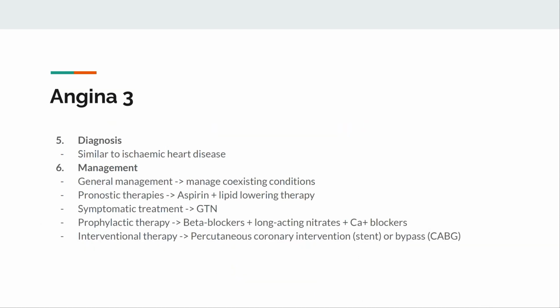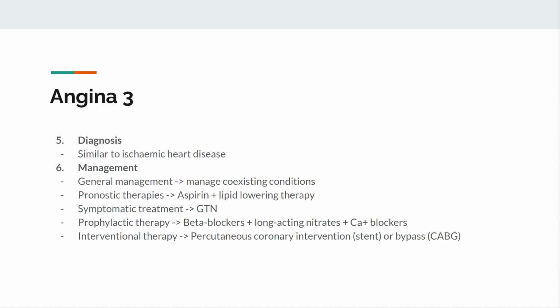So in terms of diagnosis, it's similar to ischemic heart disease. So I'd recommend you look at those slides. We're talking about using ECGs, your cardiac markers, so your TROPs, and all that kind of jazz. So next is your management. Again, a reoccurring theme, very similar to ischemic heart disease. General management, you want to manage the coexisting conditions that could be exacerbating angina. So, your anemia, your hypertension, your diabetes, etc.